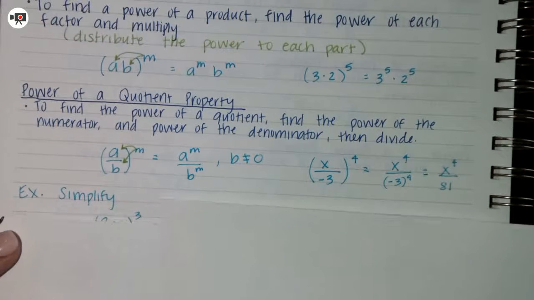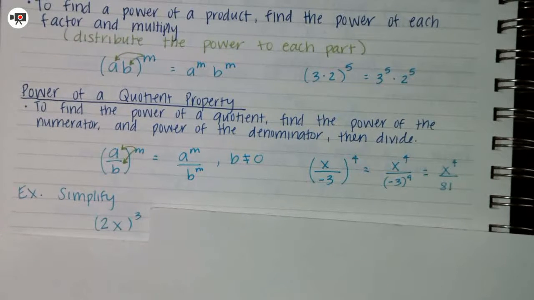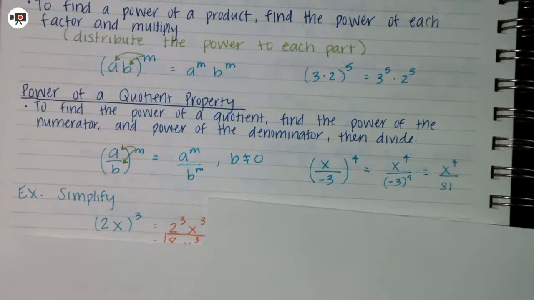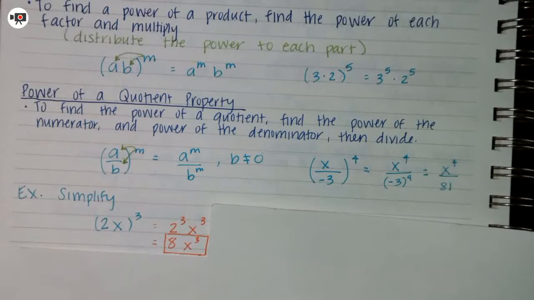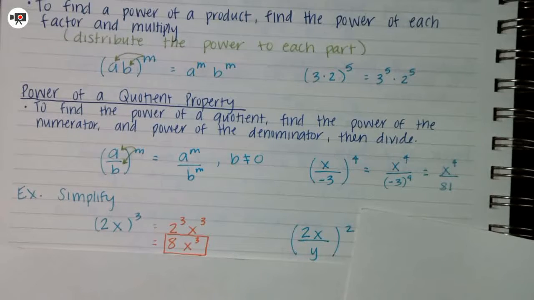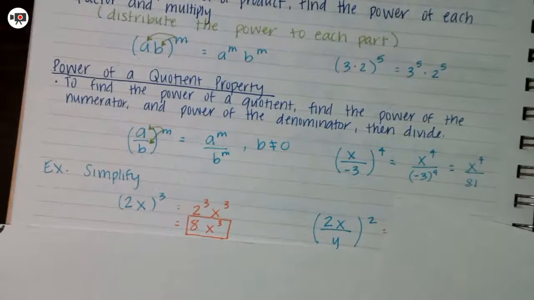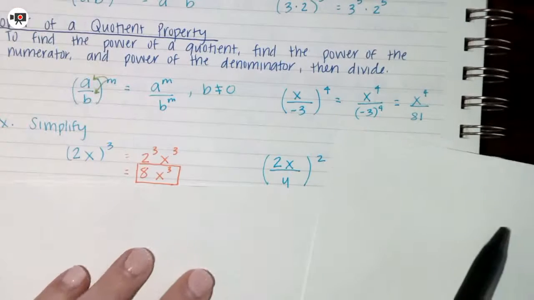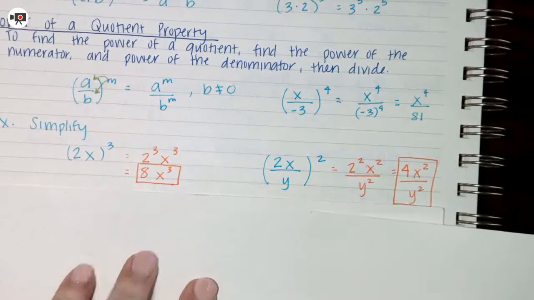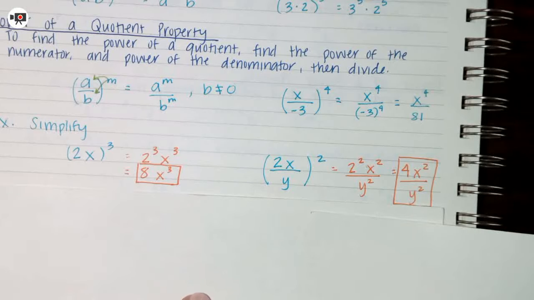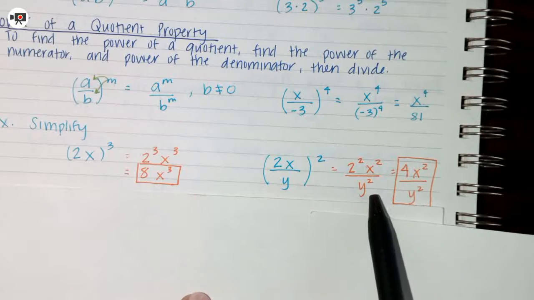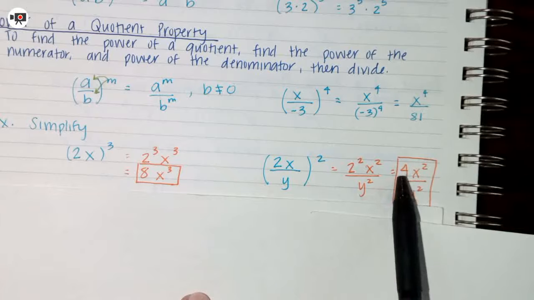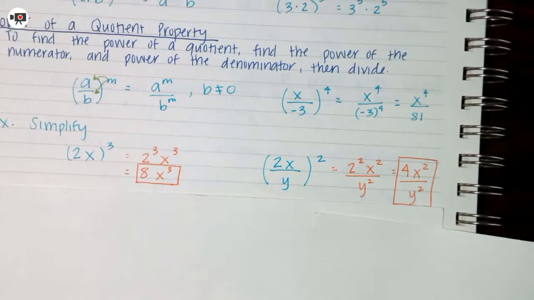So, a few examples here. We're going to simplify 2x to the 3rd power. That would be 2 to the 3rd and x to the 3rd, which would be 8 times x to the 3rd. If I had 2x over y all to the 2nd power, this 2 exponent is going to be distributed to each. So that makes a 2 squared times x squared over y squared. 2 squared can be simplified to 4, and you have your answer.